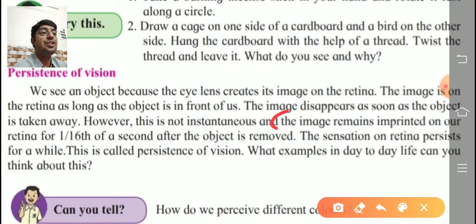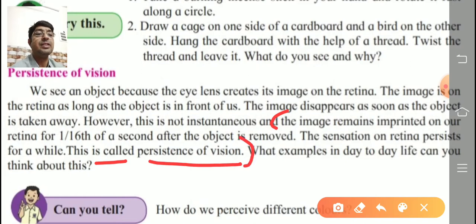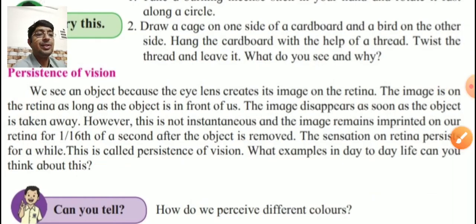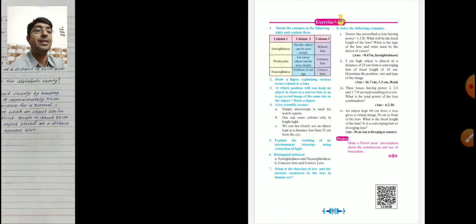The sensation on the retina persists for a while. It's called persistence of vision. That is the answer. For example, what are examples in day-to-day life? Can you think about this? So I will give some examples, and you try to find out a few more examples. Check that.